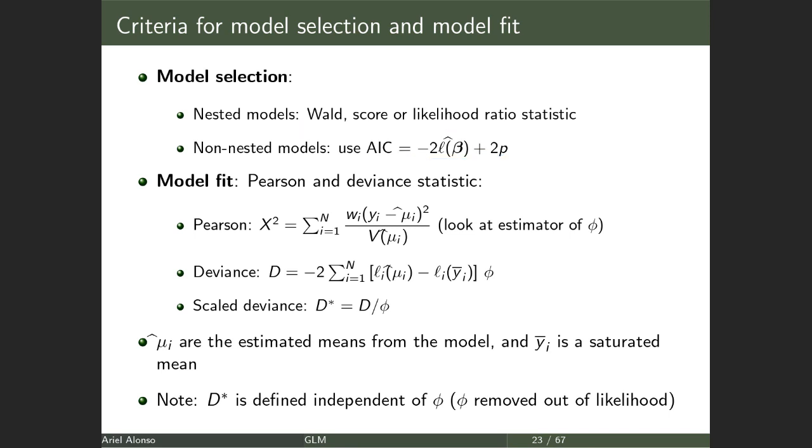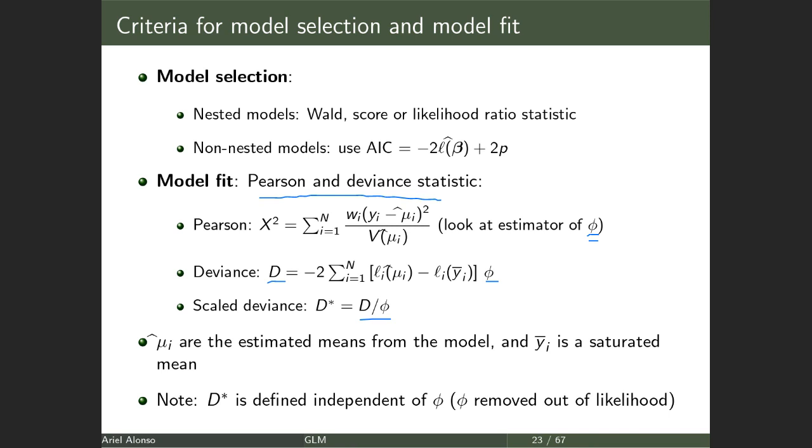Now, what about model checking, model fit? Well, again, you can apply the Pearson chi-square as we saw before. You can apply the deviance statistic. If your model does have a psi, if you are dealing with a generalized linear model that contains a dispersion parameter, then the deviance will depend on this dispersion parameter. So typically you will work with the scale deviance. That will be the deviance divided by the scale parameter. That's if your model does contain a scale parameter.